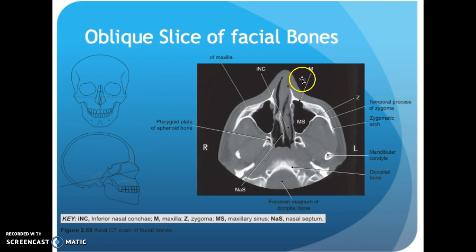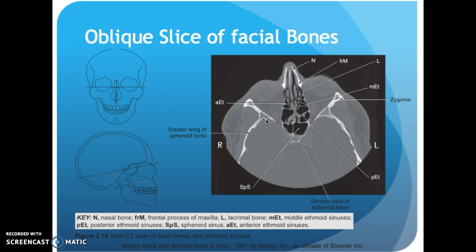All right, so here is your maxilla, your zygoma, and the temporal process of your zygoma with your zygomatic arch, your mandibular condyle, occipital bone, your foramen magnum. You have your nasal septum is the bony part, and the inferior nasal concha is next to it, so that's what it looks like. And of course your maxilla and your maxillary sinus.